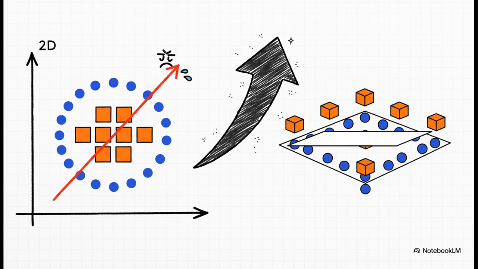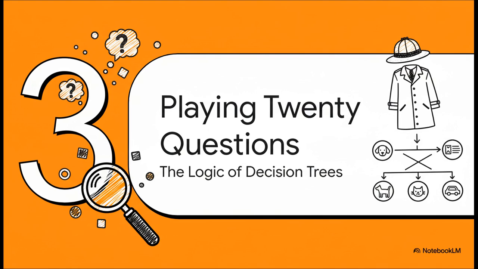And in that higher dimension, all of a sudden, a simple, flat plane can separate the groups perfectly. The different types of kernels you hear about are just different ways of making that dimensional leap, letting the SVM solve some ridiculously complex problems. Now, let's switch gears and look at a completely different way of thinking.